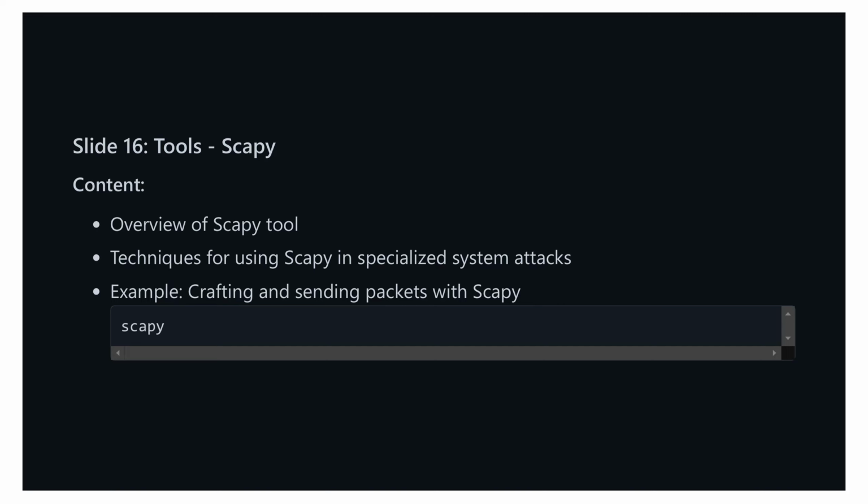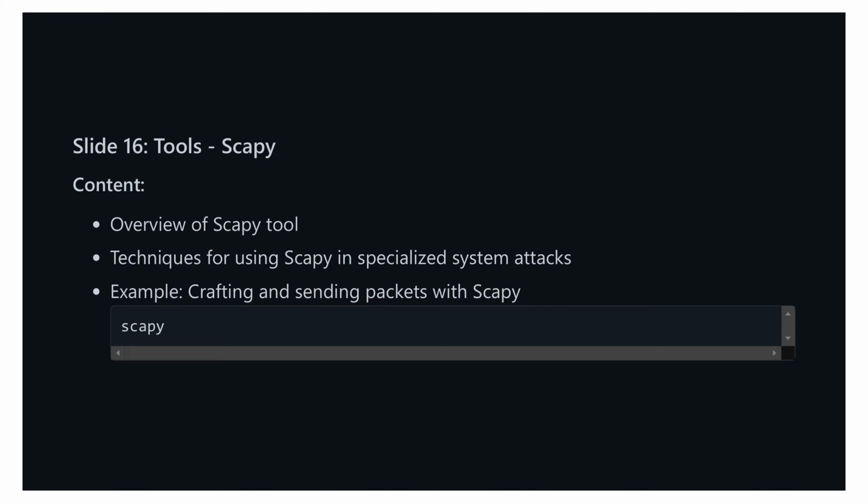Scapy is a powerful Python-based interactive packet manipulation program that allows us to create, modify, and analyze network packets. We'll start with a brief overview of what Scapy is and what it can do. Scapy is particularly valuable for crafting and sending packets, making it an indispensable tool for tasks such as network scanning, packet forging, and network probing. Next, we'll explore some techniques for using Scapy in specialized system attacks. Scapy's flexibility allows us to tailor packet construction for specific purposes, which is crucial in both offensive and defensive cybersecurity strategies. Finally, we'll look at a practical example of how to craft and send packets using Scapy.